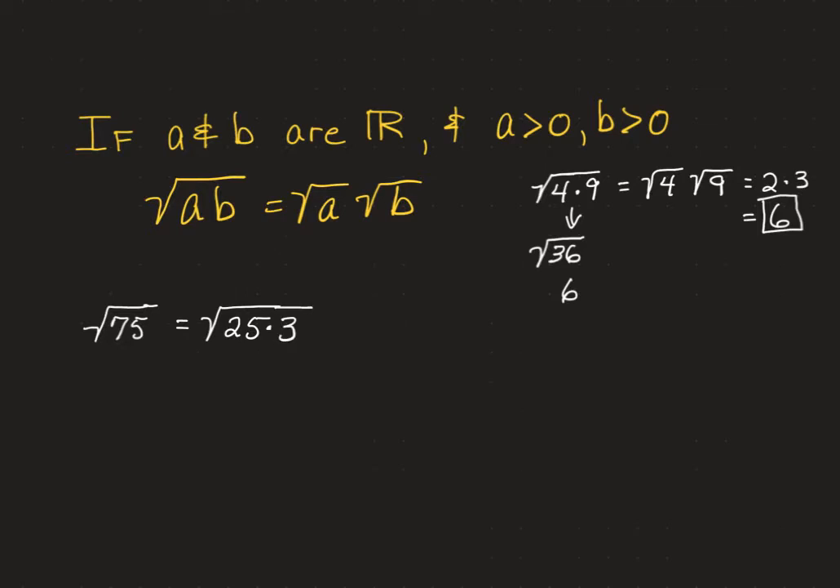Okay, according to this rule, A and B are real numbers. We can separate this into the square root of 25 times the square root of 3. They are positive real numbers. And I'm going to move down now, that's going to give us 5 square root of 3, meaning 5 times the square root of 3. Let me box my answer.